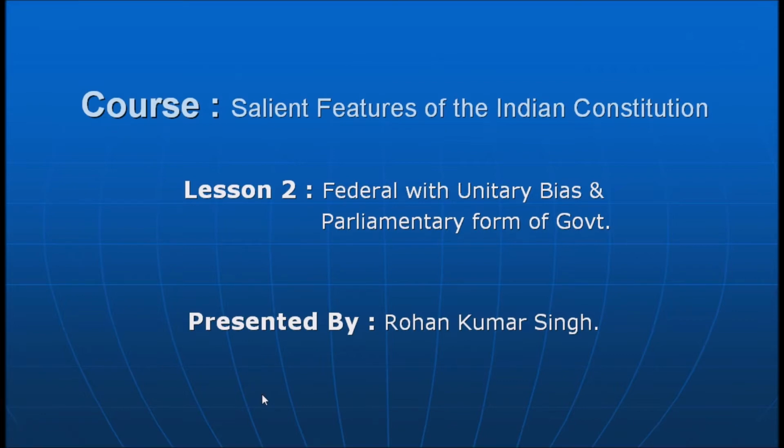And this is our course in which we are learning about the salient features of the Indian Constitution. This is lesson number 2 of the course, in which we will be reading about the federal with unitary bias system and the parliamentary form of government. As we must be knowing, the Indian Constitution provides for a federal with unitary bias form of administration in our country, as well as a parliamentary form of government. So we'll see in detail both these points.